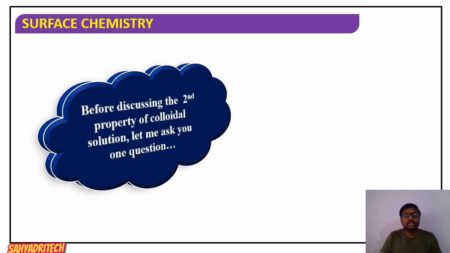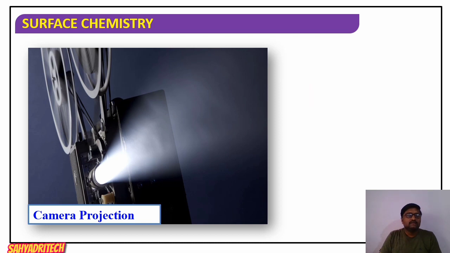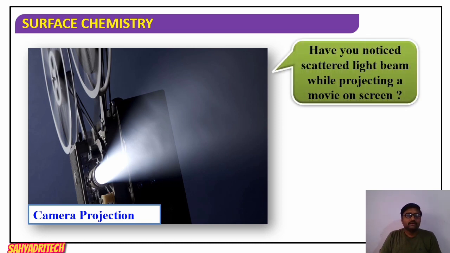Now, before going for the second property of colloidal solutions, let me go through a certain analogy. Yes, we have seen projectors which are fixed in a cinema hall, right? We visit the cinema hall and we can see that projector path. We observe a projector path in a cinema hall, which is clearly observed. Even we can think of a small slit or small opening in our house, at the roof. If light enters through that slit, we can observe a path of light clearly.